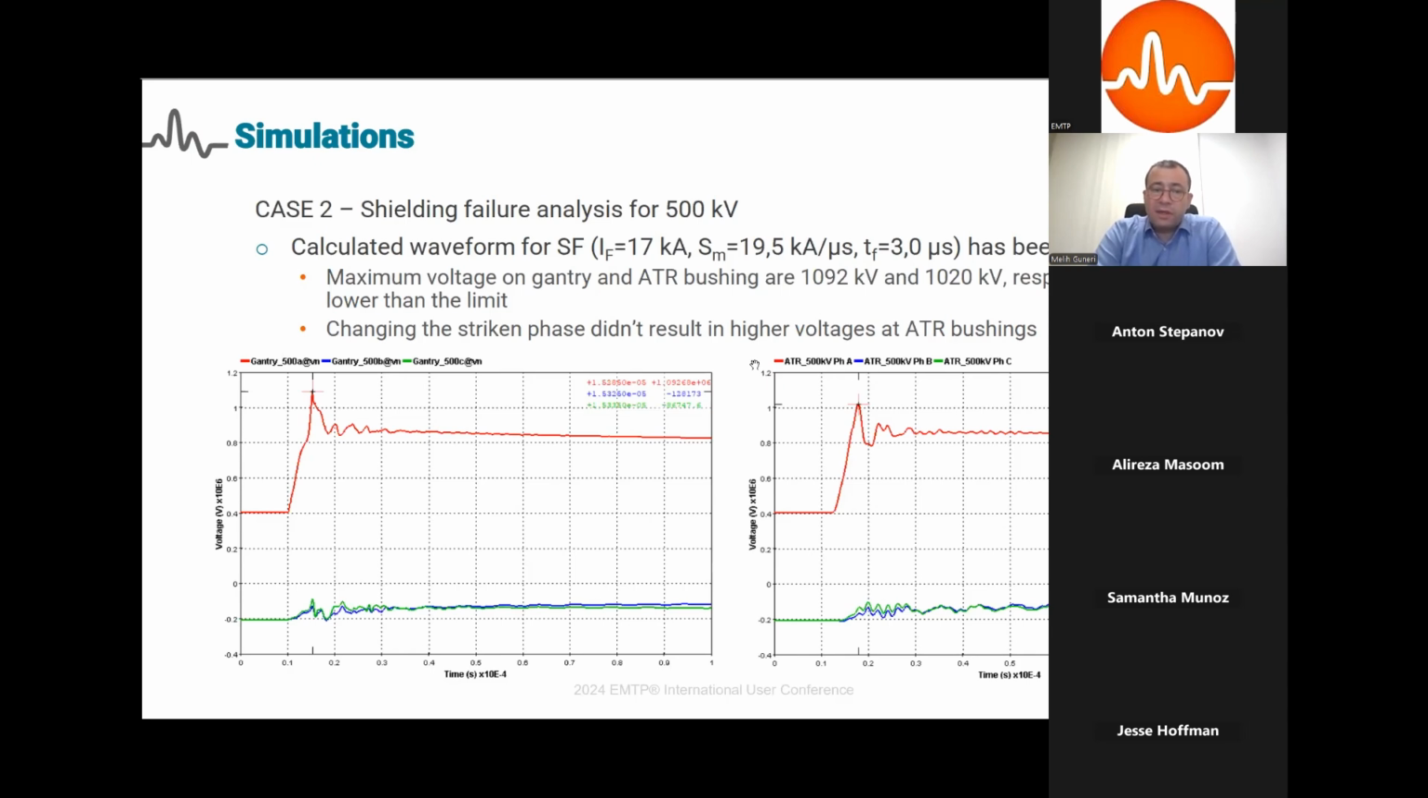And we have changed the stricken phase from A to C, which are the outermost phases, and this change did not result in any higher voltage in the auto transformer bushing, so we can conclude that the expected maximum shielding failure overvoltage level would be quite lower than the maximum acceptable value.